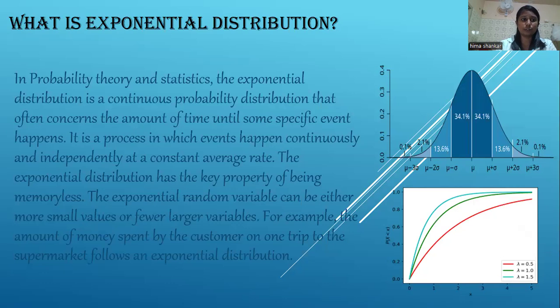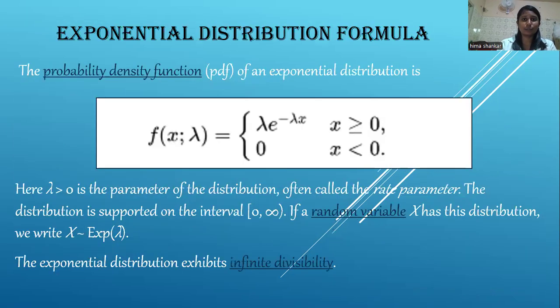What is exponential distribution? In probability theory and statistics, the exponential distribution is a continuous probability distribution that often concerns the amount of time until some specific event happens. It is a process in which events happen continuously and independently at a constant average rate. The exponential distribution has the key property of being memoryless. The exponential random variables can be either more small values or fewer large values. For example, the amount of money spent by the customer on one trip to the supermarket follows an exponential distribution.